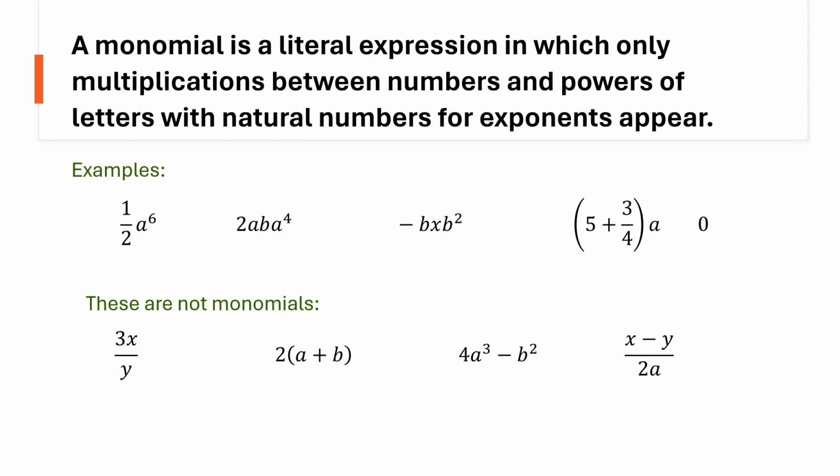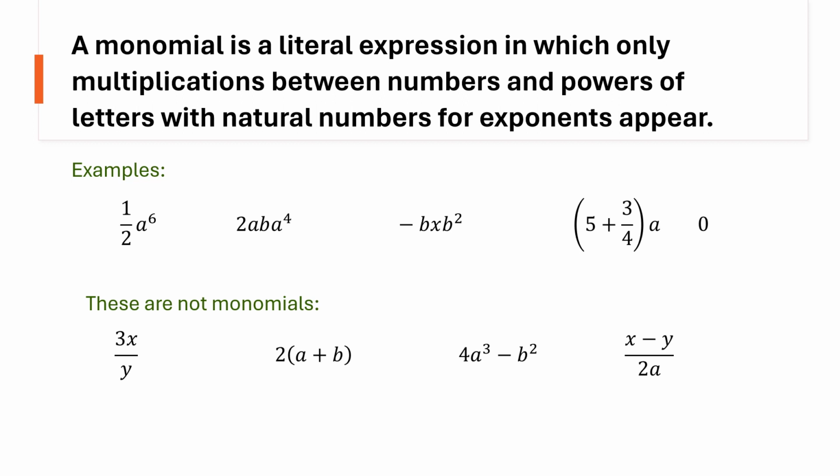When we have 1/2 a to the 6th power, we see that the only operation is multiplication. So 1/2 times a to the 6th power. We don't consider 1/2 a division, because what matters is the multiplication with letters. 1/2 is like a number, 0.5, and we can multiply it by the letter. While in the example below, 3x over y, this is not allowed because we have a division with a letter. This is the difference.